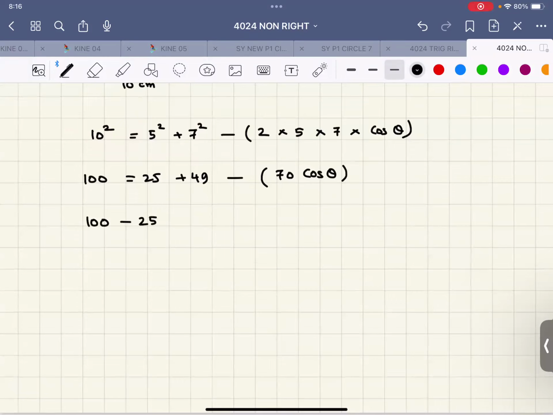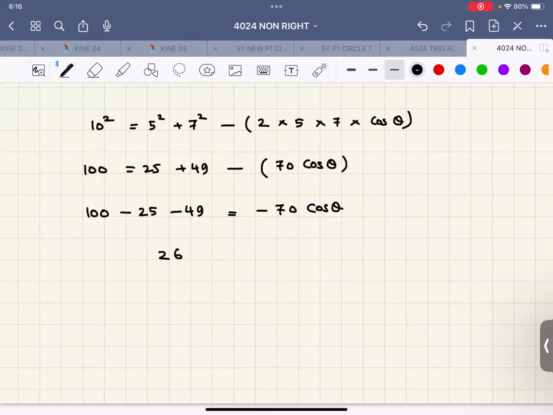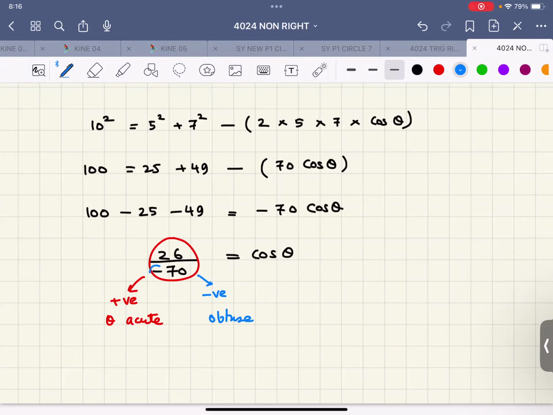100 minus 25 minus 49 is equals to negative 70 cosine theta. So let me grab the calculator. 100 minus 25 minus 49 is equals to 26. So 26 over negative 70 is cosine theta. If we are getting a positive sign, theta will be acute. If we are getting a negative sign overall, theta would be obtuse. So since there is a negative sign over here, theta would be cosine inverse of negative 26 over 70, and then we will get this answer.